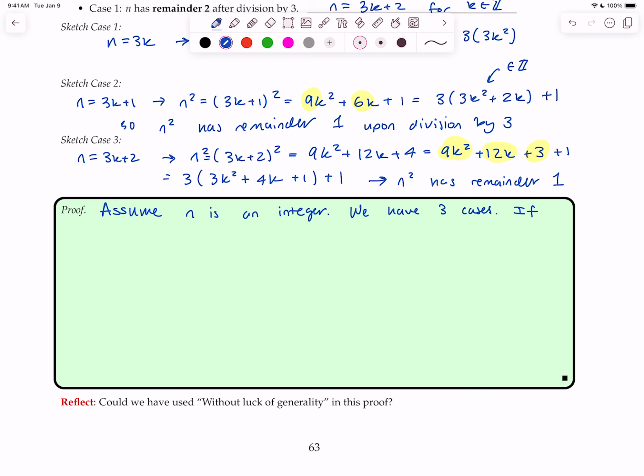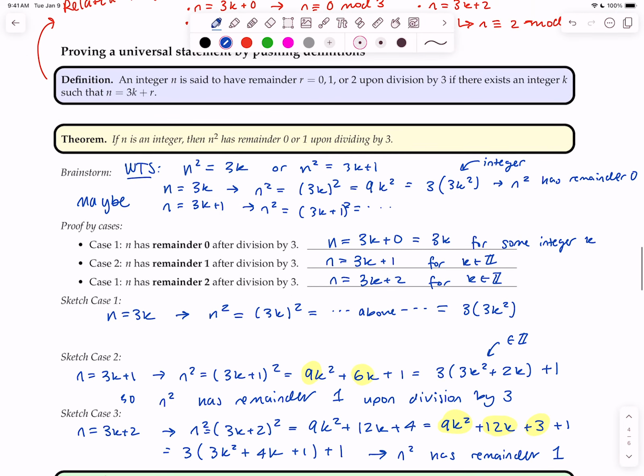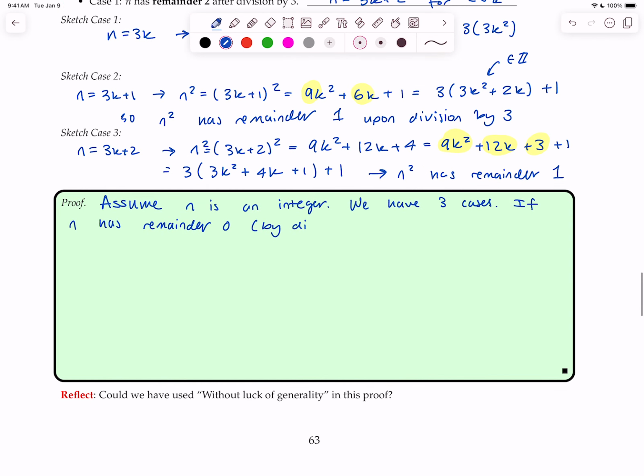So if n has remainder 0, by division or under division, what was the wording? It had a remainder upon division by 3. Okay, let's make sure we match the wording. Upon division by 3, then n is equal to 3k for some integer k.